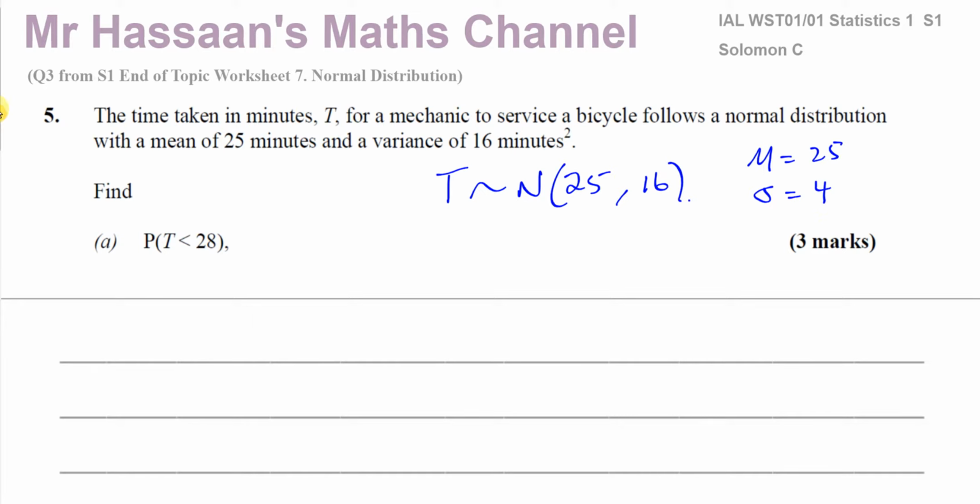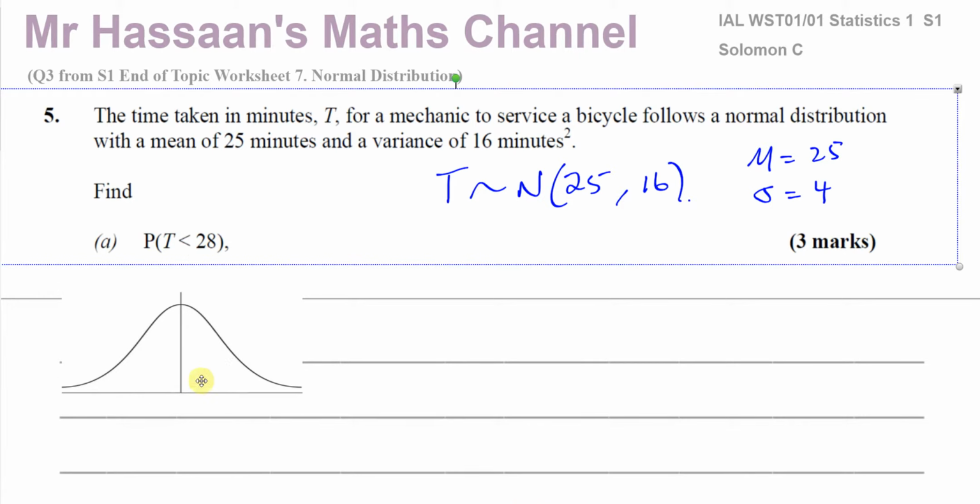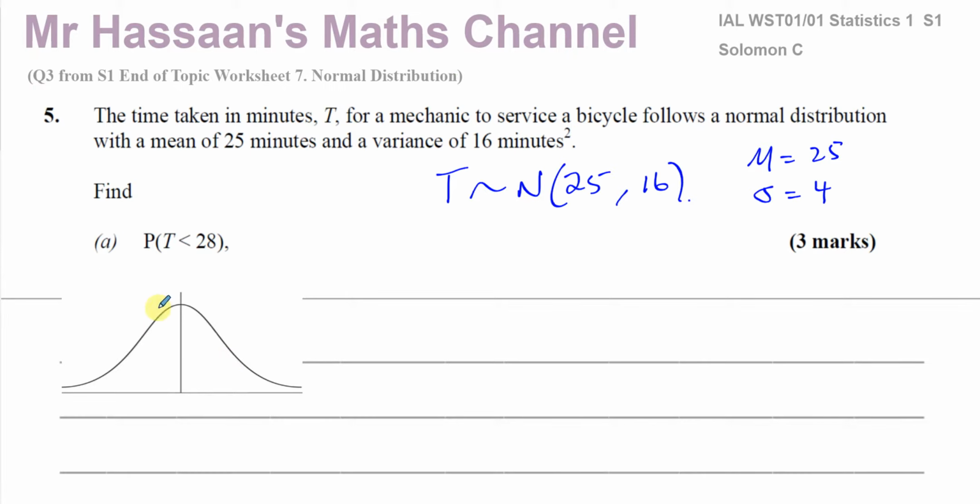We have to find the probability that the time taken for this mechanic to service the bicycle is less than 28 minutes. So we need to draw the normal distribution curve. Here's a normal distribution curve, and the mean is right in the middle. If it's normally distributed, it's symmetrical, and the mean is right in the middle, which is 25. And we want to find the probability that the time is less than 28 minutes, which is slightly more than the mean.